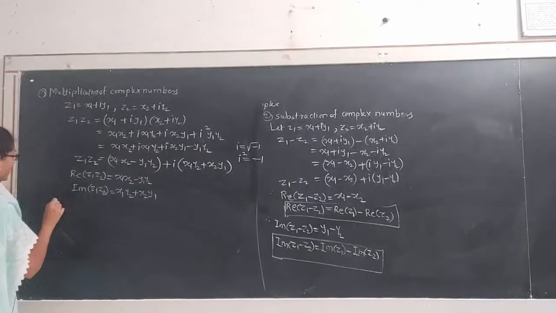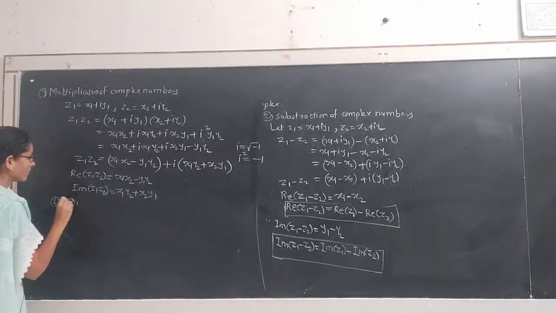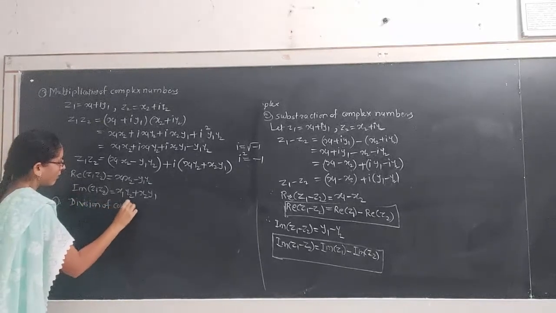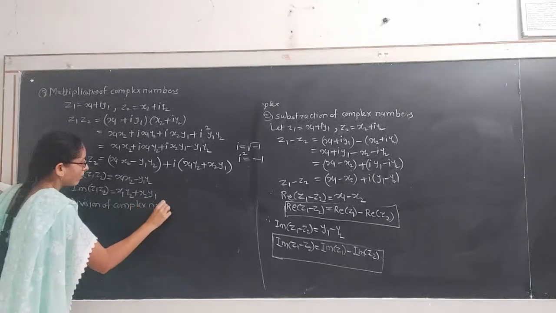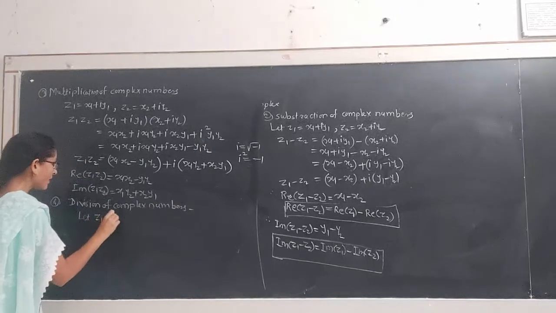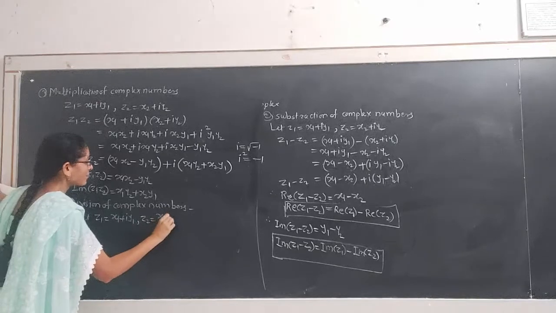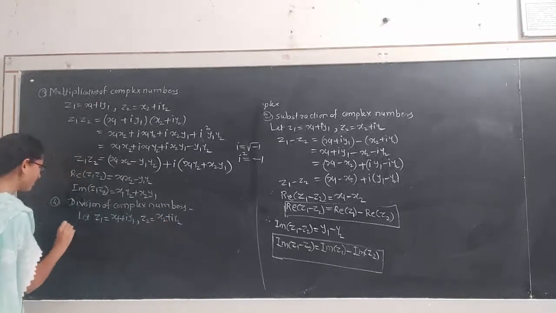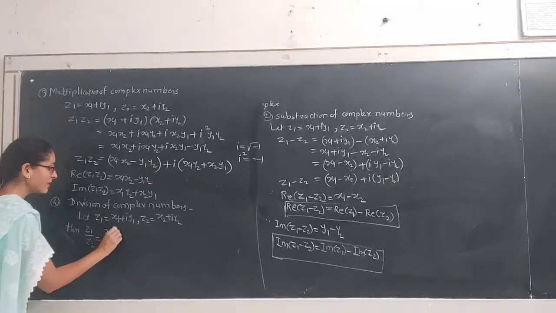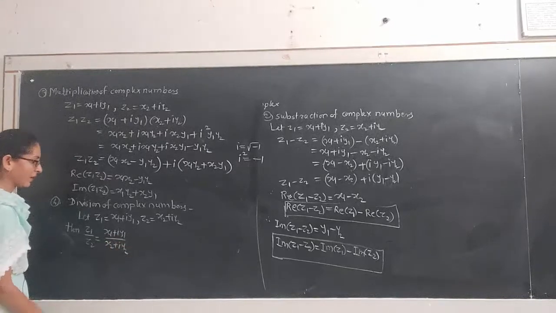We see what is the division of complex numbers. If z1 is equal to x1 plus iy1 and z2 is equal to x2 plus iy2, then z1 upon z2 is equal to x1 plus iy1 upon x2 plus iy2.